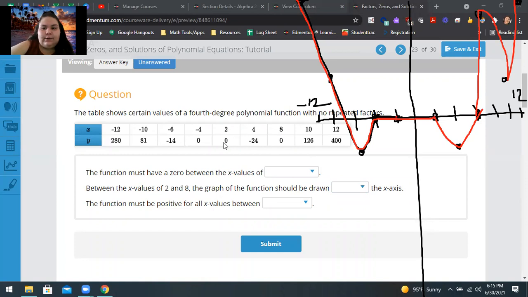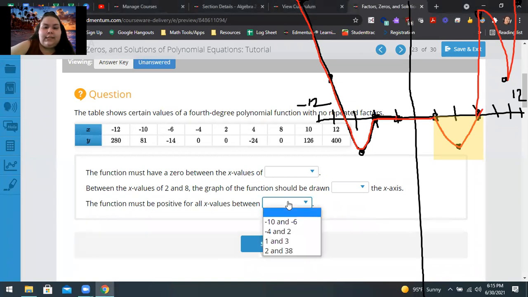It's going from 0, negative 24 to 0 again. Do you see how it's talking about this specific area? Now, is that area above or below the x-axis? The function must be positive for all x values between. So we want to know when is it only positive.